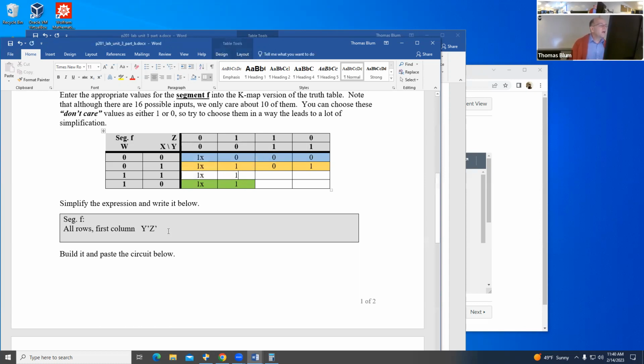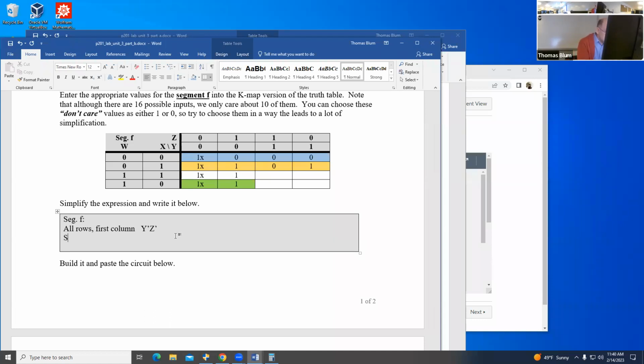And what do I have? I have second and third row, the first and second column.